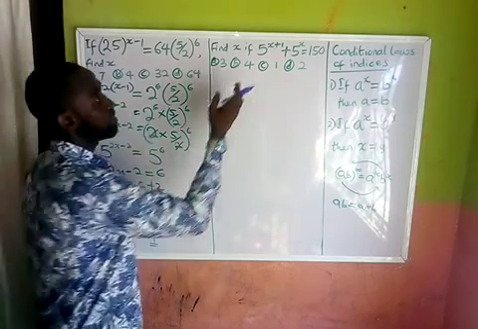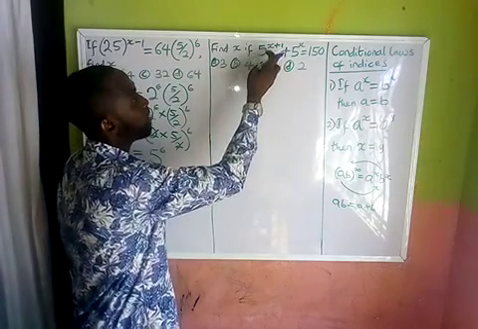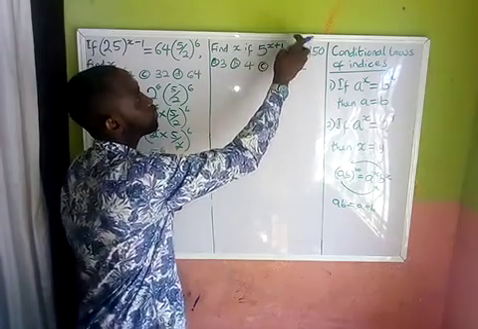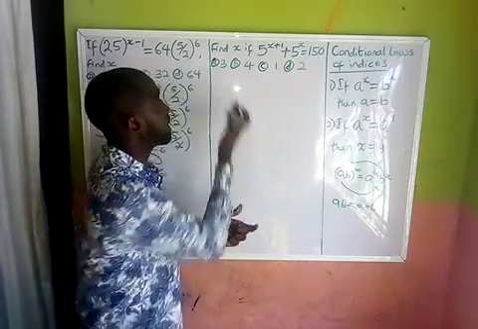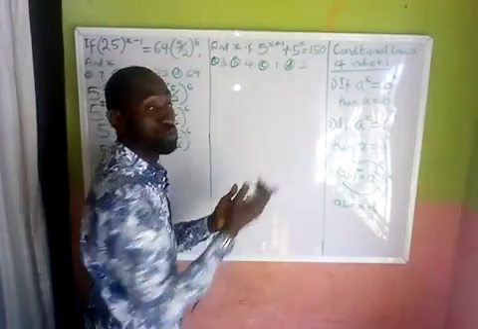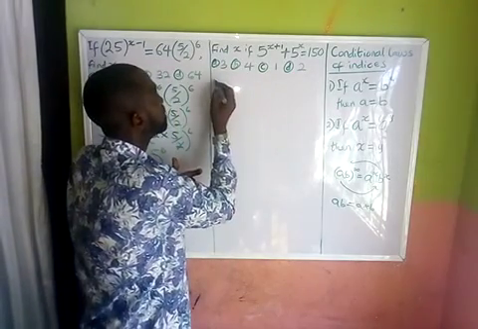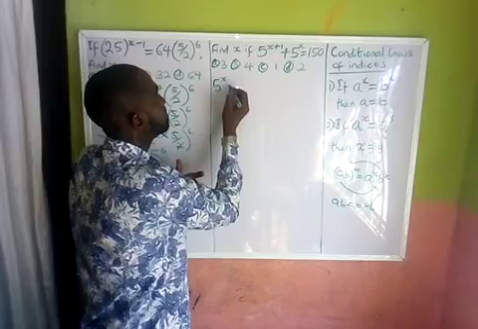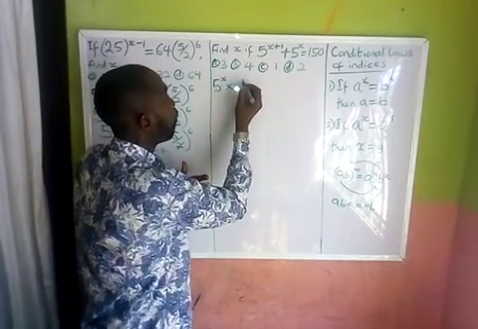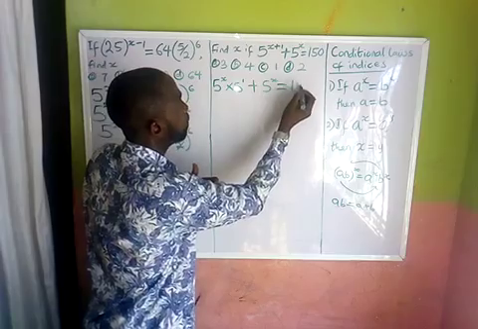Okay. Now let's go to question number 2. Here we have: find x if 5 raised to the power x plus 1 plus 5 raised to the power x equals 150. And we are given the options: 3, 4, 1, and 2. So from here I can rewrite. Here we will be having 5 raised to the power x times 5 raised to the power 1 plus 5 raised to the power x equals 150.